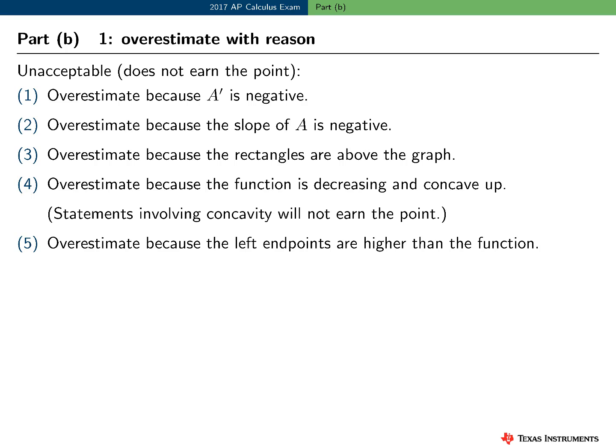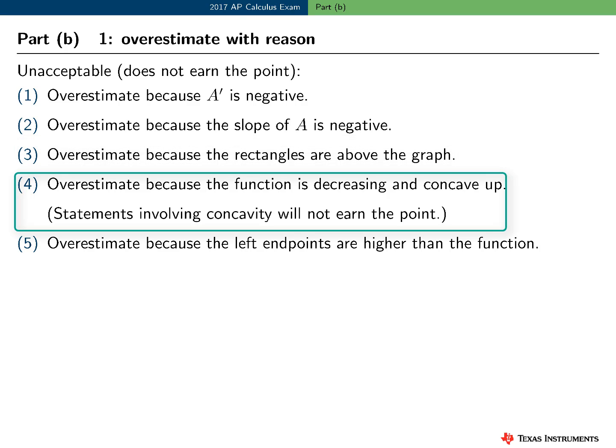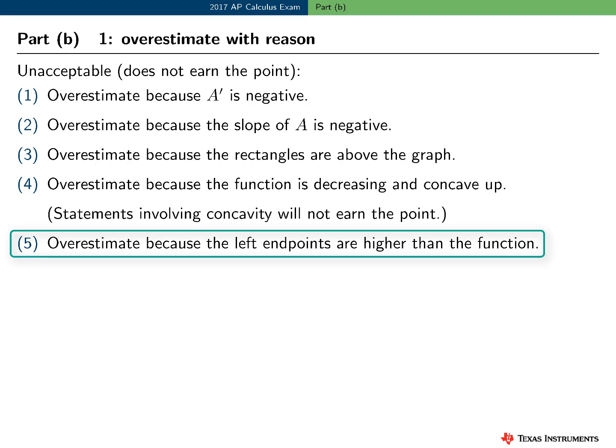Here are some possible student responses in Part B that did not earn the point. The approximation is an overestimate because A prime is negative. Or because the slope of A is negative. Or because the rectangles are above the graph. Or because the function is decreasing and concave up. In fact, any statements involving concavity did not earn this point. And finally, because the left endpoints are higher than the function.